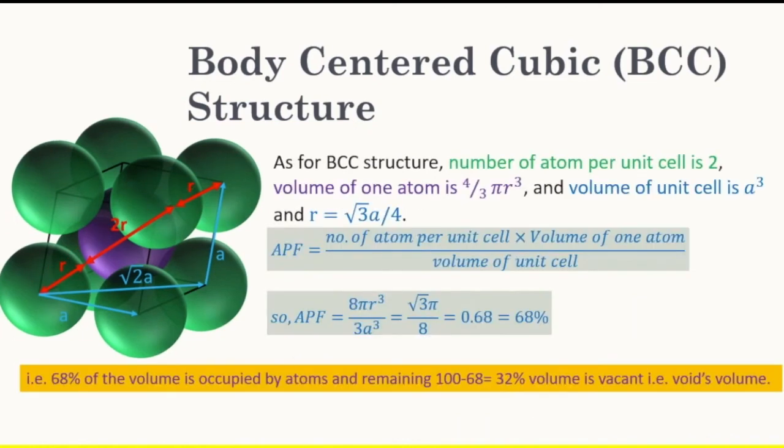Now, as we know the value of the radius of the atoms for the BCC structure, we can get the atomic packing factor for the BCC structure, which is 68%. It means that 68% of the volume of the unit cell is occupied by the atoms, and the left 32% is vacant.